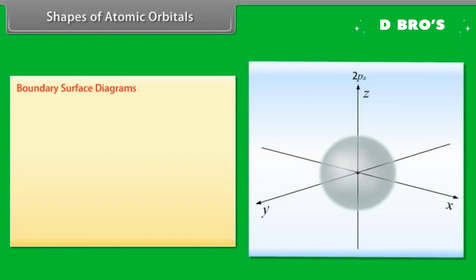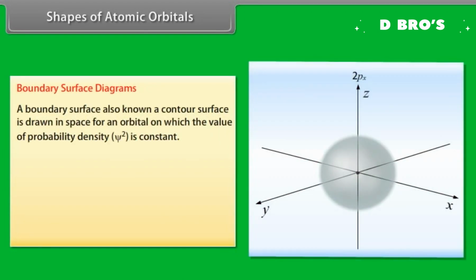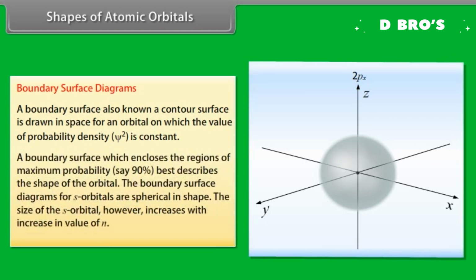Boundary surface diagrams. A boundary surface, also known as a contour surface, is drawn in space for an orbital on which the value of probability density psi square is constant. A boundary surface which encloses the regions of maximum probability, say 90%, best describes the shape of the orbital. The boundary surface diagrams for s orbitals are spherical in shape. The size of the s orbital, however, increases with increase in the value of n.